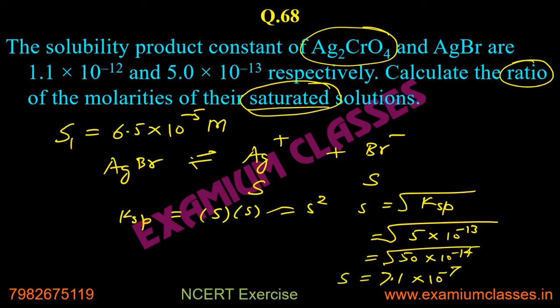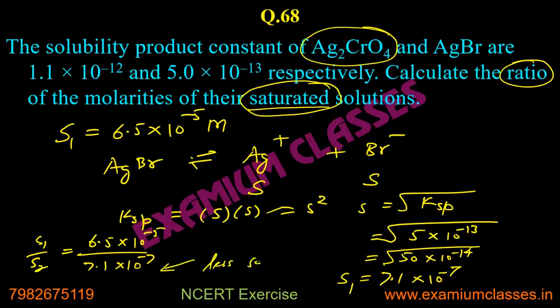So S1, S2, just you can have the ratio. That's the answer. S1 divided by S2 will be 6.5 into 10 to the power minus 5 divided by 7.1 into 10 power minus 7. Now it is only 7.1 into 10 power minus 7. It means it is less soluble. It is more soluble. Okay. So you can calculate this ratio.